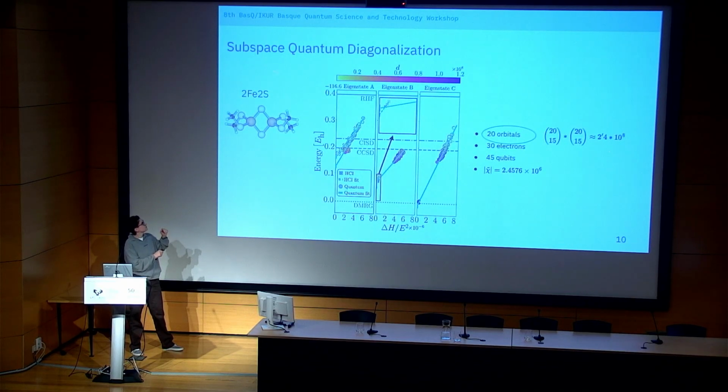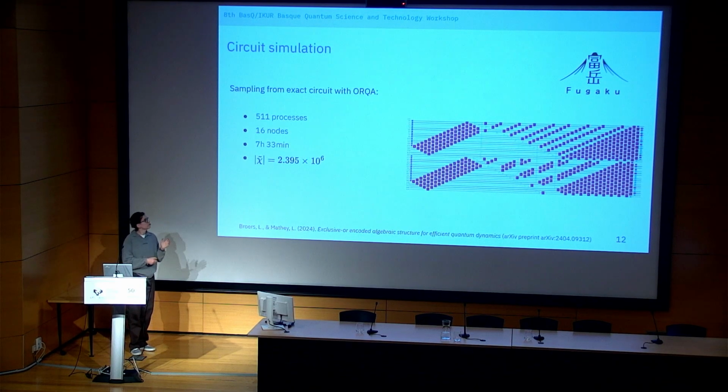For this system, which is the Fe2S2, they have 20 orbitals and 30 electrons and use 45 qubits. So the size of the Hilbert space is 10 to the 8. And the number of different samples they got when they sample from this LUCJ circuit is almost 2.5 million. So then what I did was using this Orca that Lucas implemented in the Fugaku supercomputer. He made a fully parallelized version of this simulator.